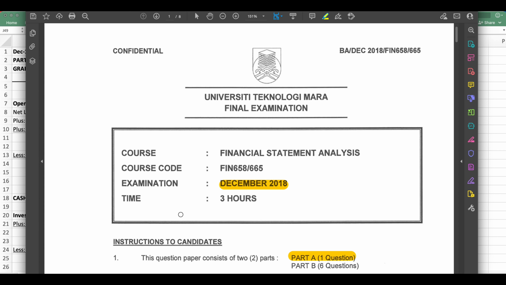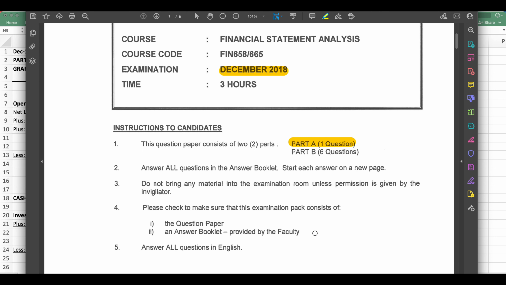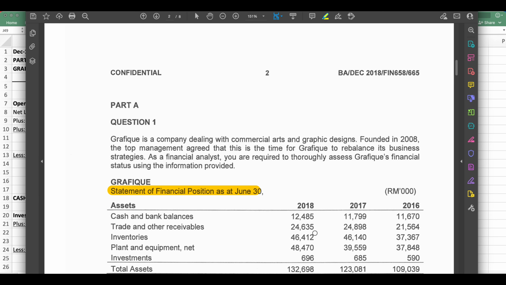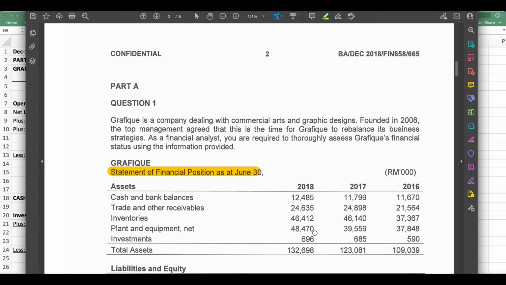In this video, I'm going to show you how to prepare the statement of cash flow using the indirect method. We are going to do a past year question of FIN658, December 2018, Part A, Question 1. So now let's have a look at the question.